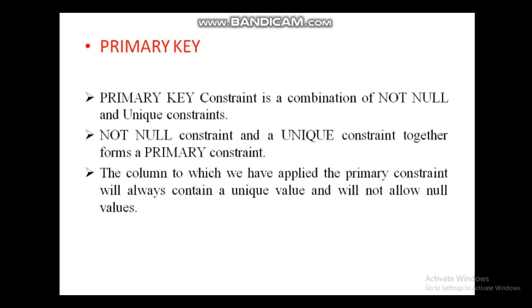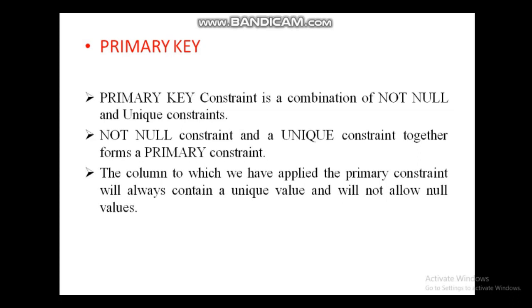Now the next constraint is primary key. The primary key constraint is a combination of not null and unique constraint. Not null constraint and a unique constraint together form a primary key constraint. The column to which we have applied the primary key will always contain a unique value and will not allow null values. And the primary key will be taken only once in the entire table. So basically, primary key is the combination of the 2 constraints which we have already studied. One is not null and the other one is unique constraint. Not null means no empty value will be there for that particular attribute.